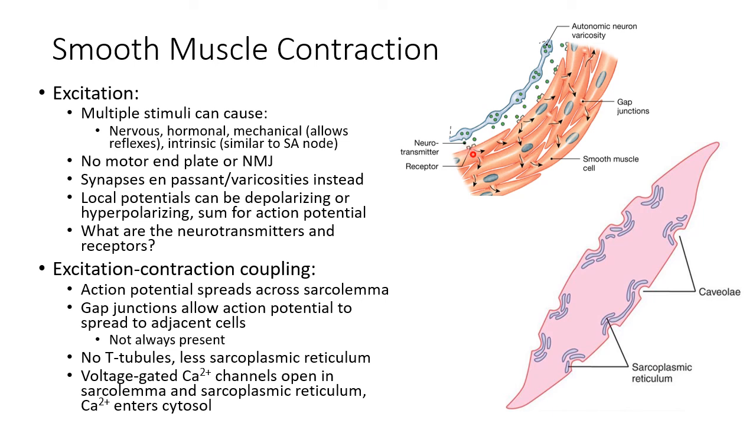You're going to always have a local potential in response. That could be hyperpolarizing, or it could be depolarizing. And if you get enough of them adding up, then you will start an action potential. And then that action potential, in this case, could travel to all of these cells through the gap junctions.